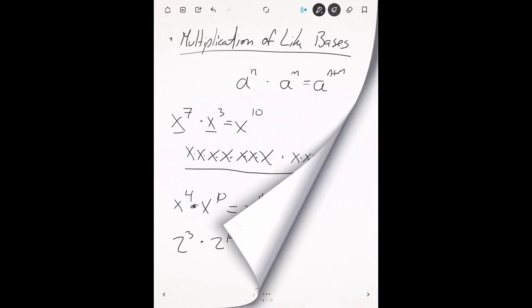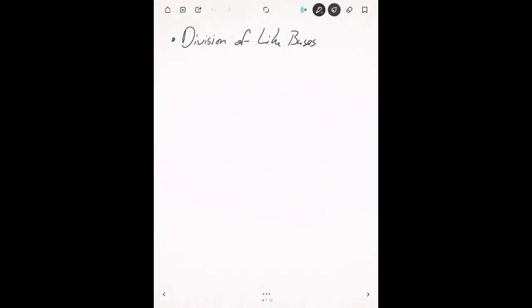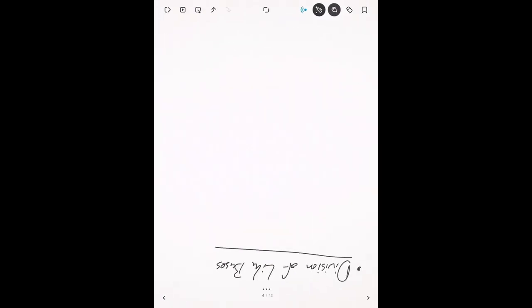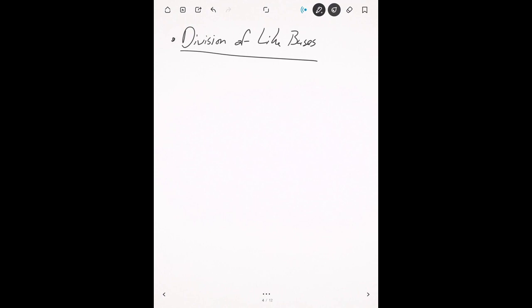Okay, we talked about the multiplication of like bases, but what about the division of like bases? What happens when we are dividing the same base, but they have different exponents? Why don't we try to put this in expanded form and see for ourselves what the rule is? I'm going to take the problem x to the 8th over x to the 5th.